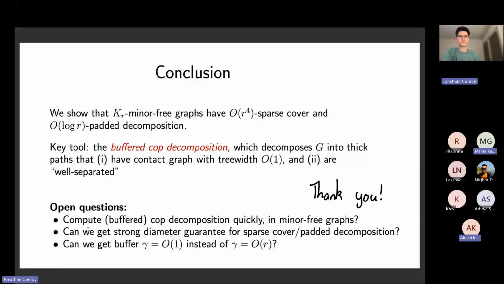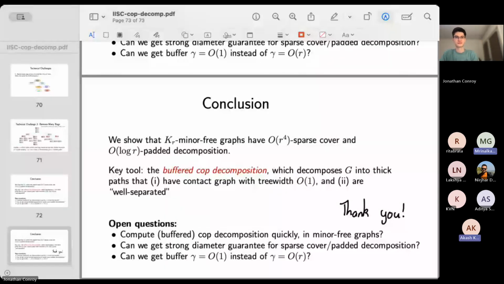Thanks for the great talk. I cannot switch on my video because video sharing is somehow not working, but thank you, Jonathan. Yeah, thanks for the great talk. I had some doubts about why this buffered COP decomposition even makes sense to think about, what is the intuition behind the buffer property, and I think I have an answer now, which is great.